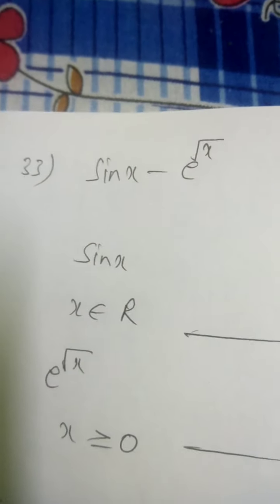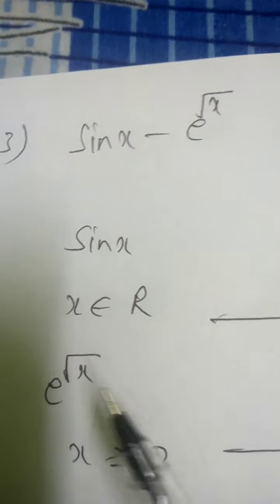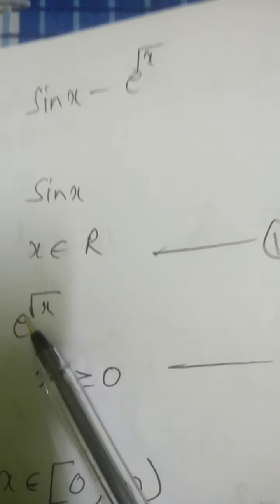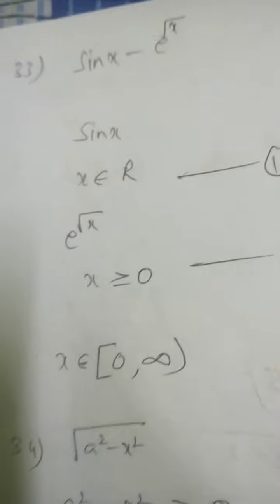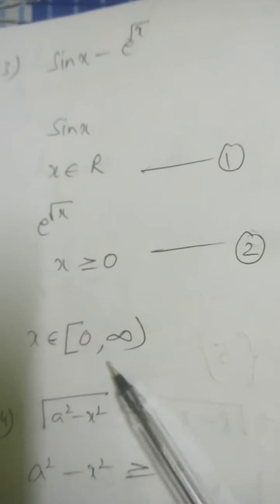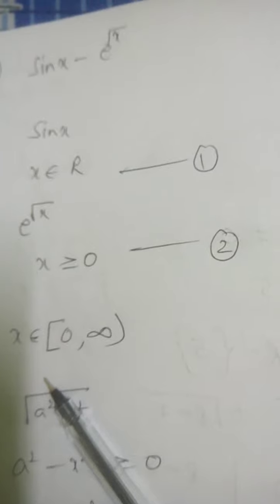Sin x minus e power root x. So sin x, there is no restriction, x belongs to R. E power root x, here x is greater than or equal to 0. From 1 and 2, x belongs to 0 comma infinity, closed interval.